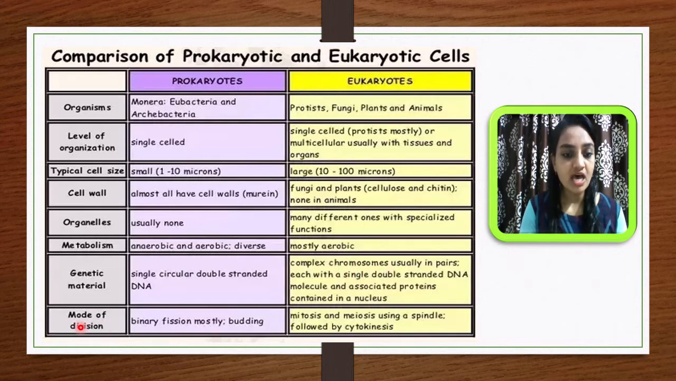And the mode of division or reproduction. A prokaryotic cell will divide by binary fission, mostly asexual reproduction, and second is a budding process. Whereas in the eukaryotic cell, cell division mostly occurs by the mitosis process, or by meiosis sometimes in reproductive cells, using the spindle followed by cytokinesis. These are the main differences between prokaryotic cells and eukaryotic cells.